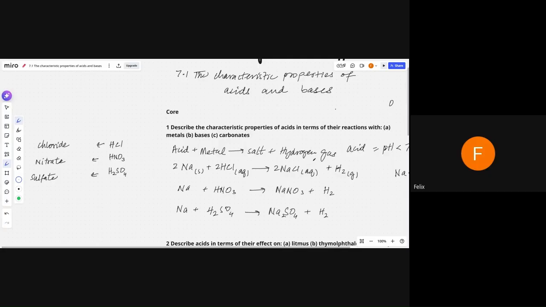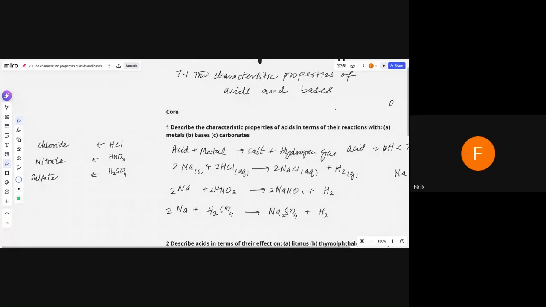So now the second equation, I'll have to put 2 here, 2 here, and 2 here. Now this one is also balanced. And now the third one, I'll have to put 2 here. And I believe that is it. Yeah, the equation is balanced. So this is how acids react with metals, right?